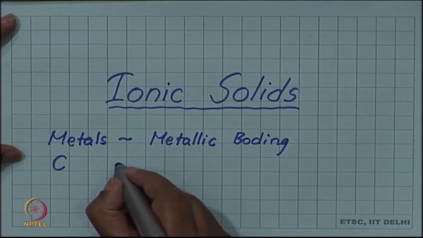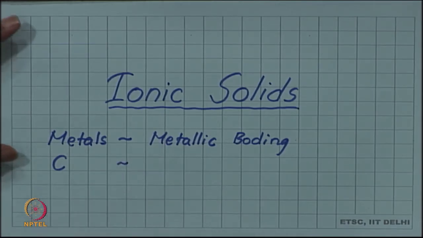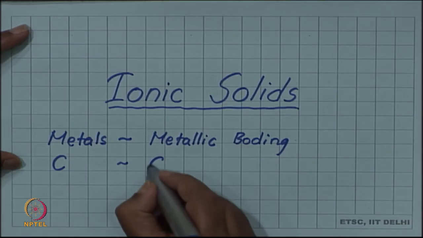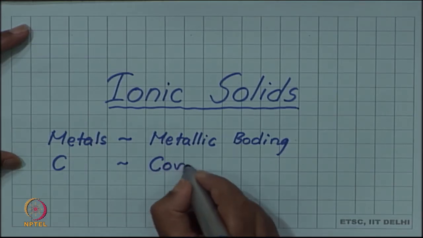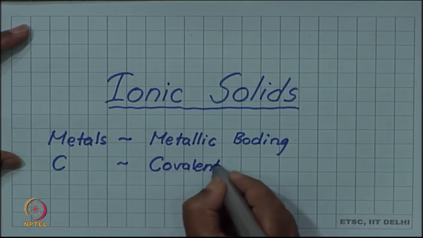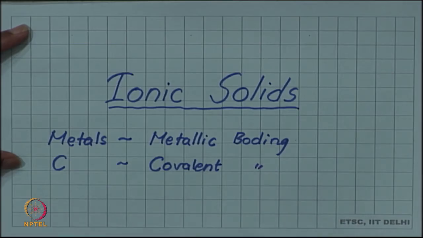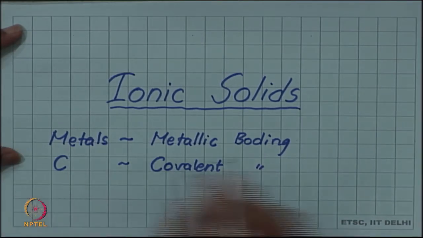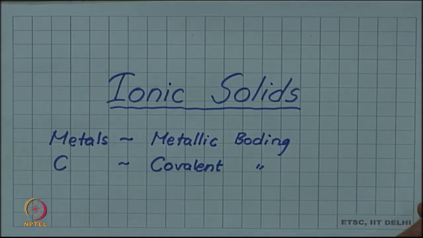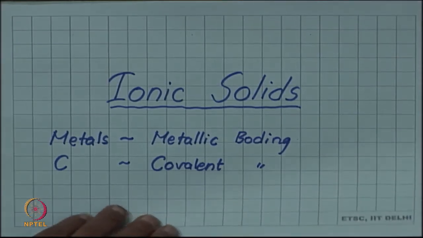Carbon is a typical element to represent covalent bonding. We have not yet discussed anything which is ionically bonded. So, that will be the topic of this presentation. So, let us look at ionic solids.